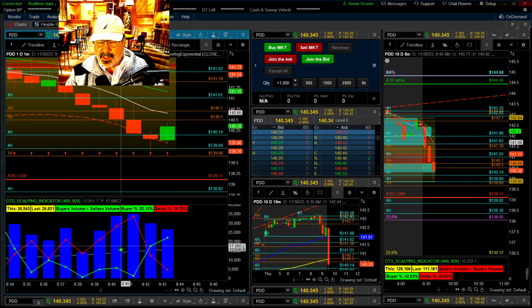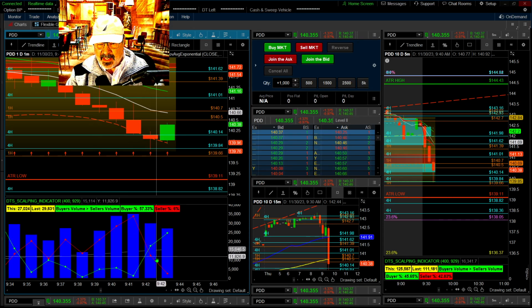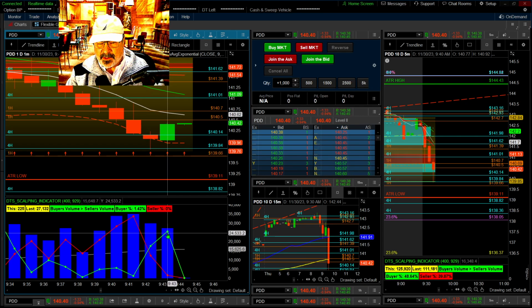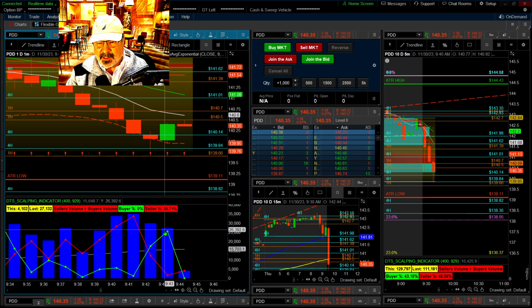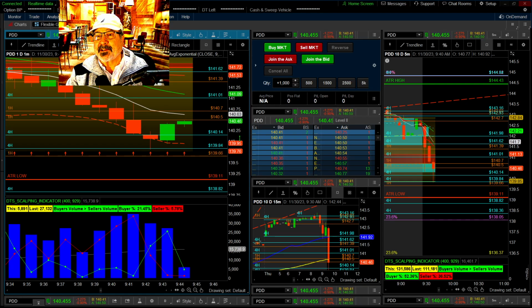So I'm looking at the scalper's indicator now. The sellers went down, the volume went down a little bit with them. Now, if this closes up here with the buyers, no, it didn't. So it's not telling me that the buyers are ready to turn this around quite yet. Let's just see if it turns around at all.